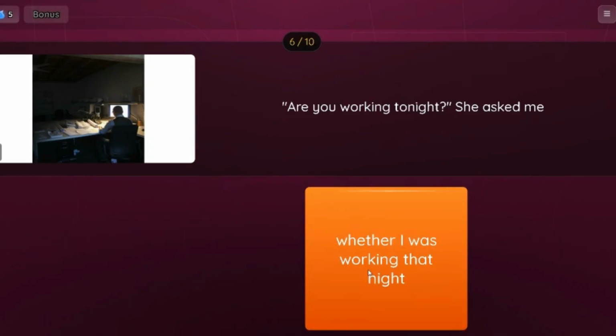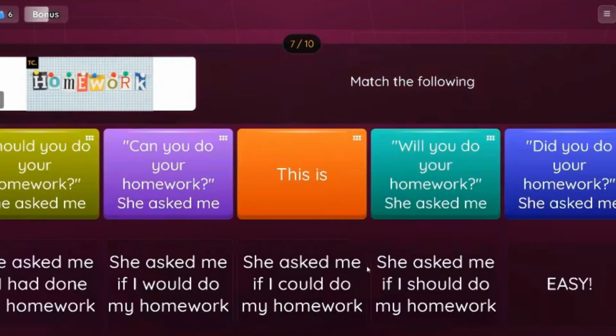No. Tonight changes to that night. This is the new part. Again, tonight changes to that night. Tomorrow becomes that day, or the day after. The day after tomorrow becomes the following. Okay, match the following.